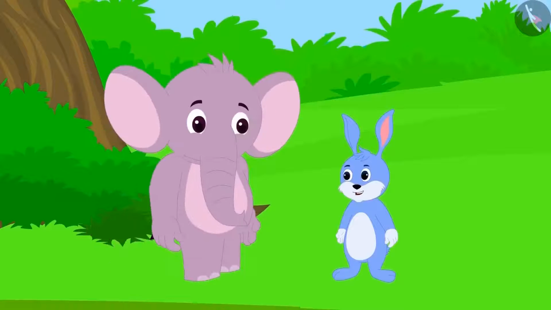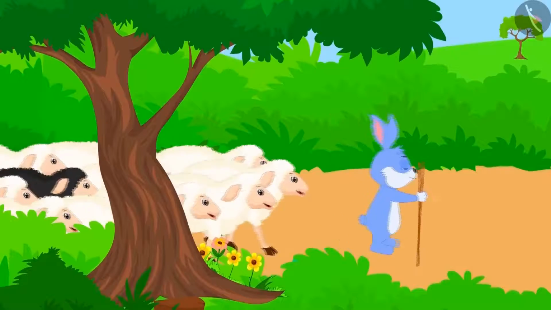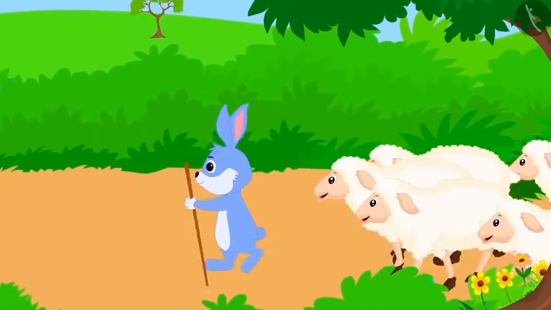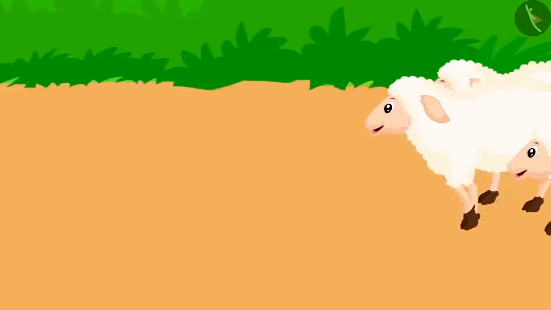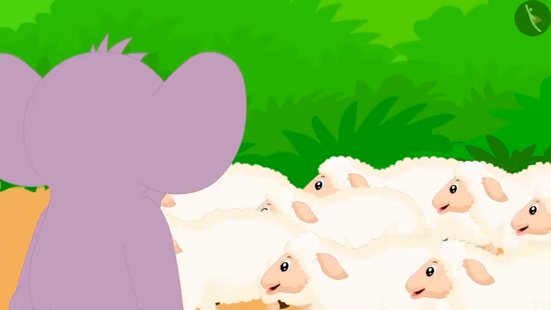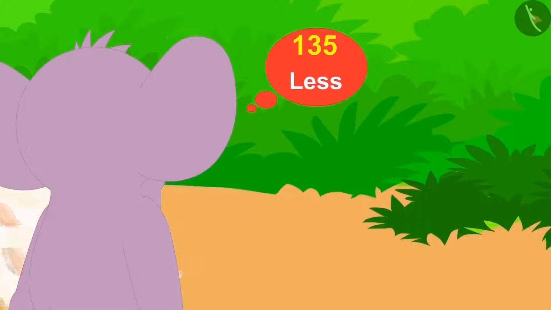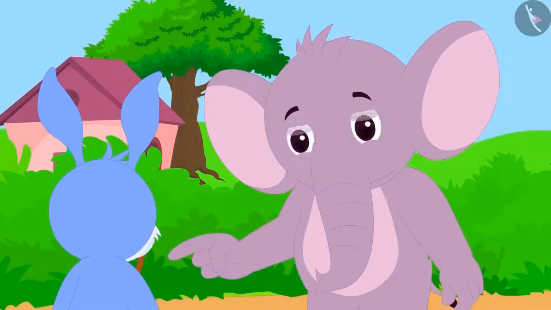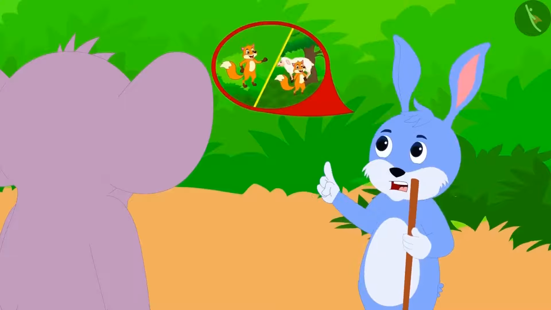Appu gave Bunny his 441 sheep to graze again. Bunny returned after a week with Appu's sheep. This time again Appu felt the number of sheep were less. When Appu counted, he found that this time there were 135 sheep less. Upon asking Bunny the reason, he again gave the same story of the wolf.